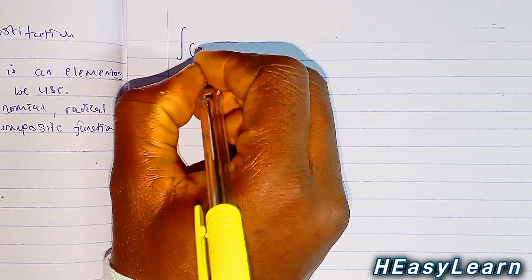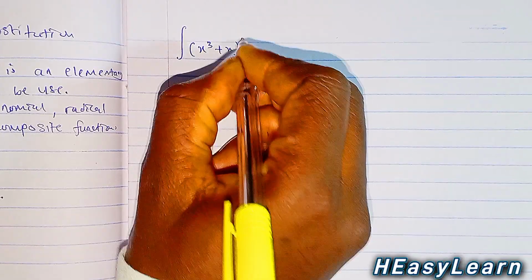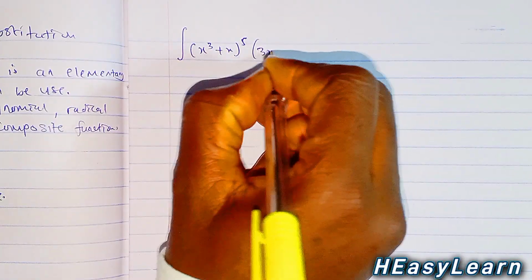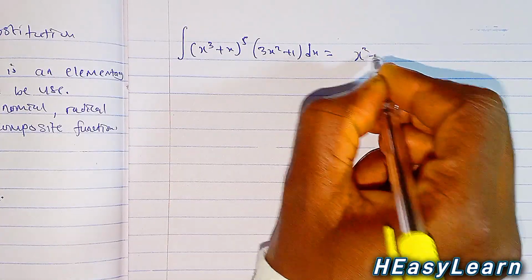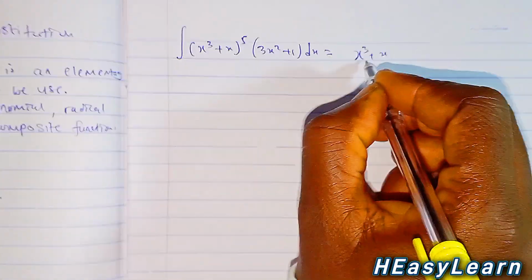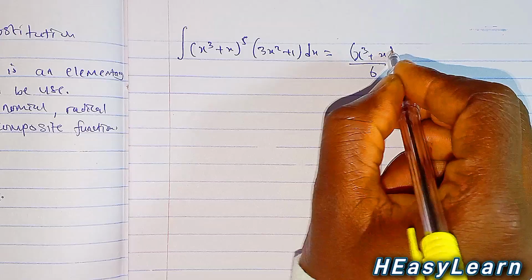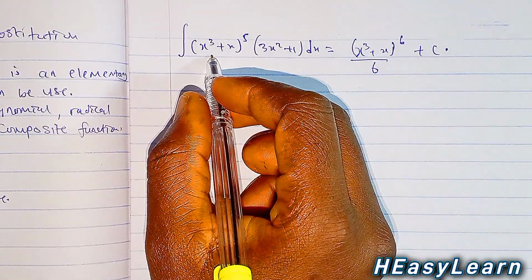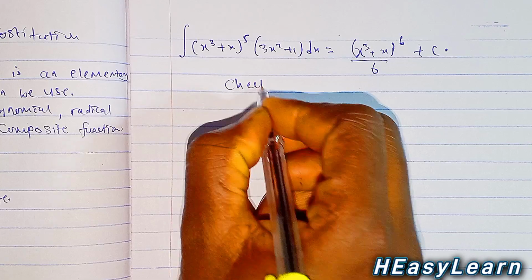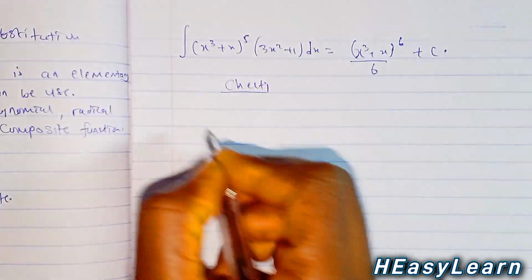So the integral of x to the power of 3 plus x, to the power of 5, multiplied by 3x squared plus 1 dx is equal to x cubed plus x, to the power of 6 over 6, plus c. This is the integral of the function. To check if the integration is correct, you can check.